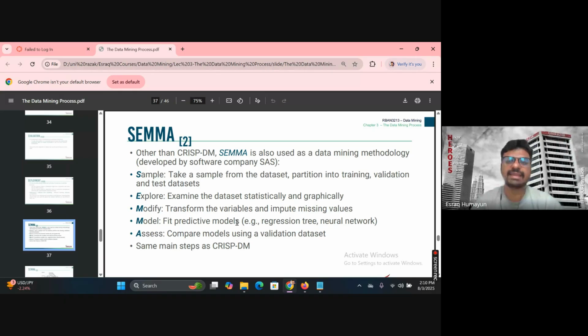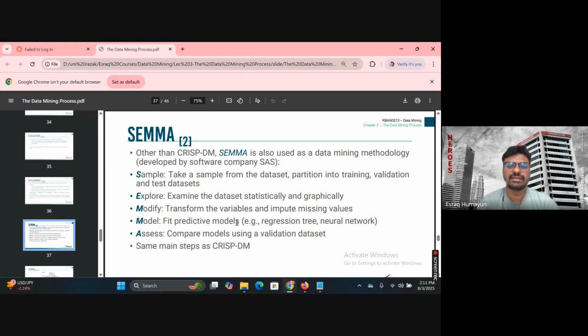What is SEMA? Sample: take a sample from the data set, partition into training, validation, and test data sets. You will take a sample from your data set, for example some columns and rows, and you will train, validate, and test on that data set. Then explore, examine the data set statistically and graphically. Then modify: transform the variables and impute missing values. You will take the values that are already complete and delete the missing values.